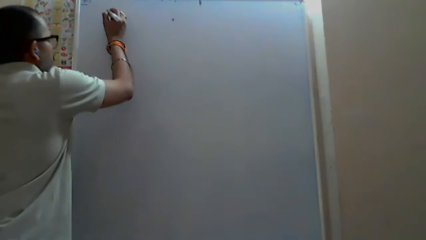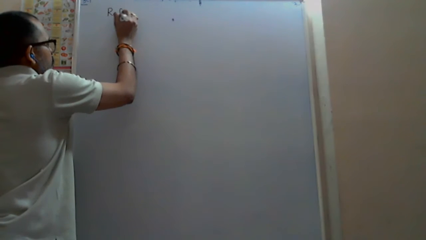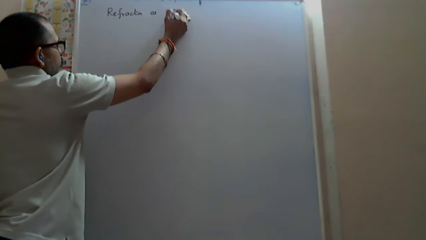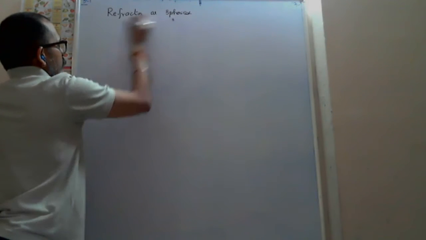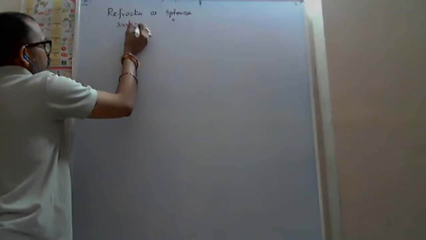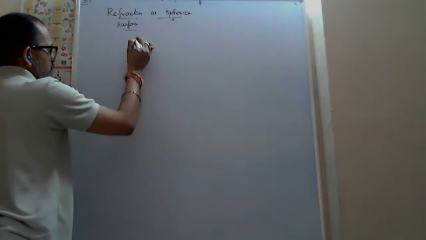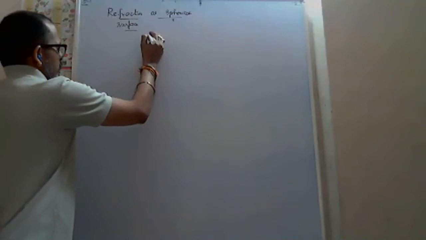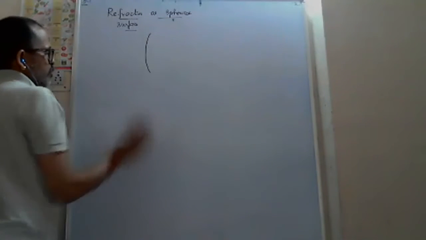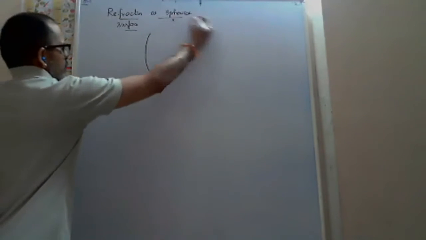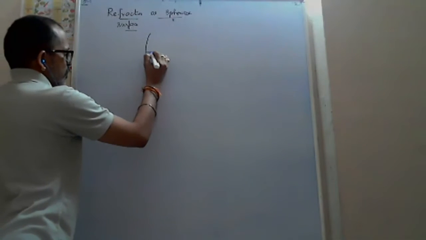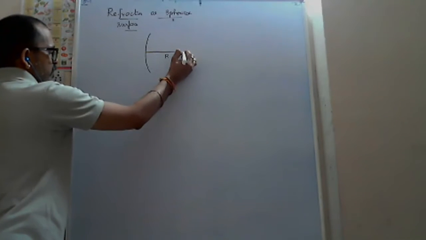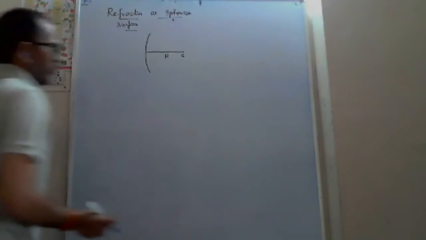Here, refraction at a single spherical surface, if you see. We are not constructing the lens now. This is just one spherical surface. If you complete it as a sphere, its radius of curvature is R. R is the radius of curvature, meaning it is the center of this spherical surface.